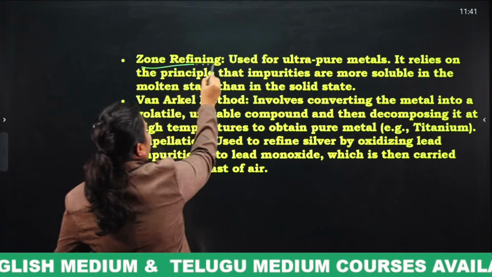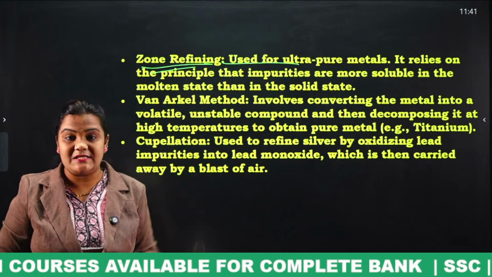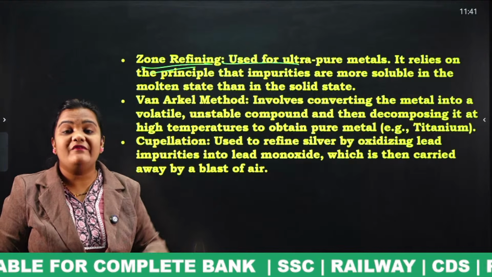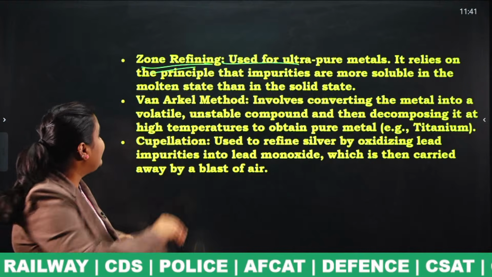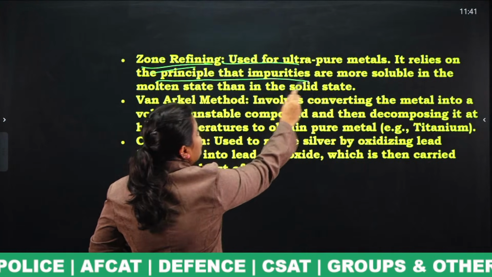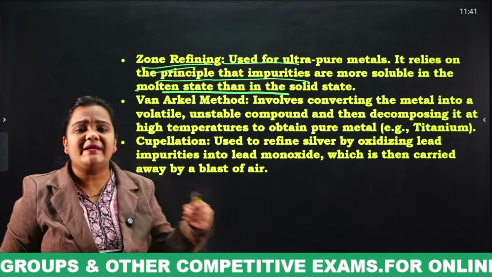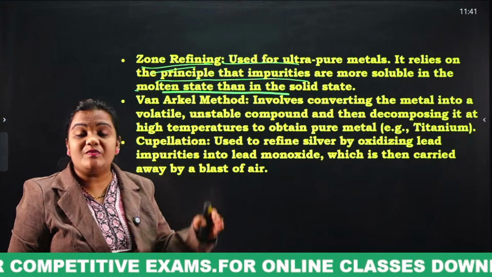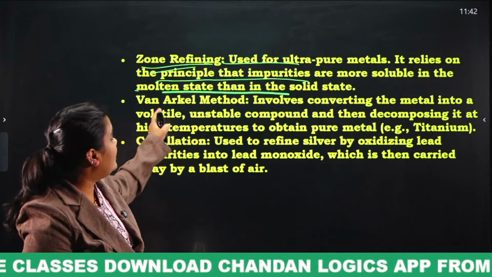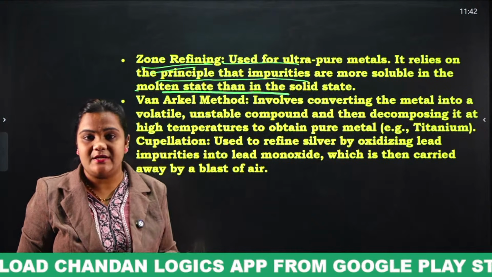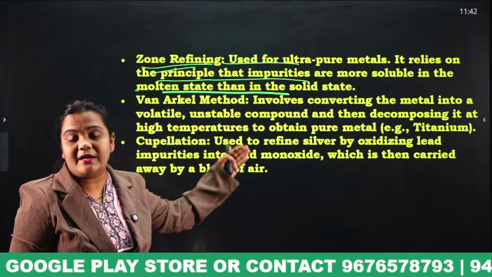Next, zone refining, used for ultra pure metals. In order to get ultra pure metals, that means 24 karat gold, which process will we choose, students? We will use zone refining. It relies on the principle that impurities are more soluble in the molten state than in the solid state. So what is this actually? Impurities present in the metals are more soluble in the molten state than in the solid state, such that the metal which we get is very high, ultra pure.